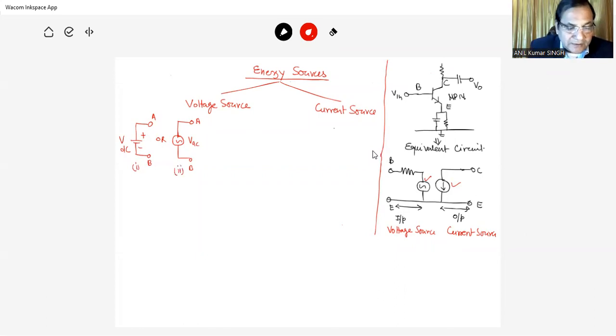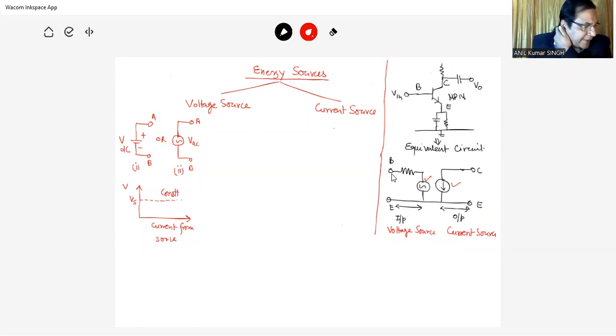And the voltage across the source is constant. Suppose we have this kind of axes, x-axis and y-axis. The x-axis represents the current from the source, I, and this is the voltage. So this voltage is V, the source voltage, which is constant.